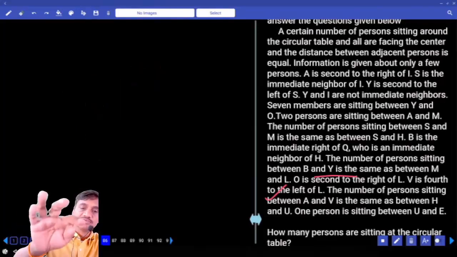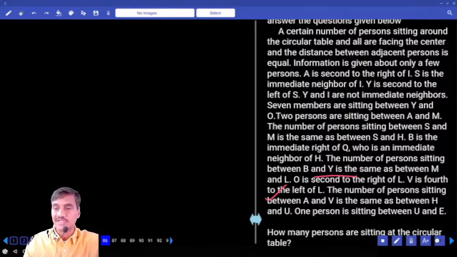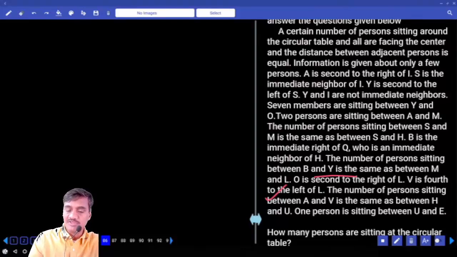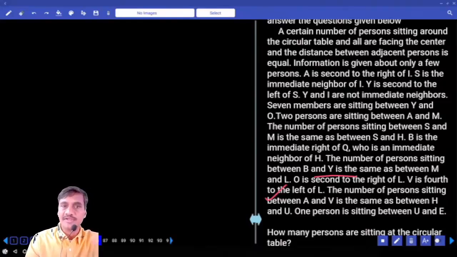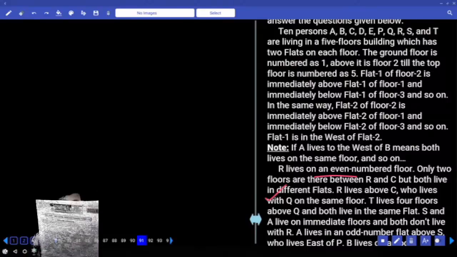Then 86 onwards. Now 86 onwards, which category does it come under here? A certain number of persons seated around a circular table. Tell me, we will do that afterwards. Okay, afterwards, because till 85 we have done. That is, we have done 20 questions, and so far we have not left any. So uncertain, let us keep this one as a second priority. Then 91 to 95.